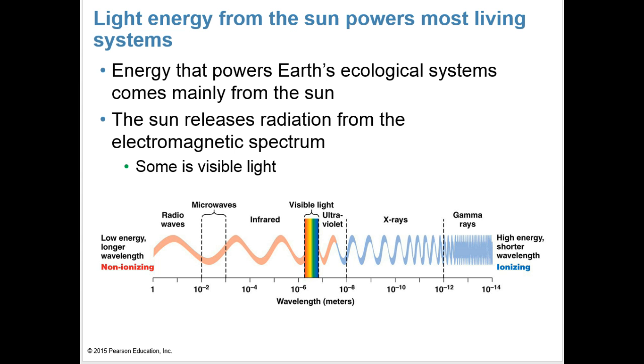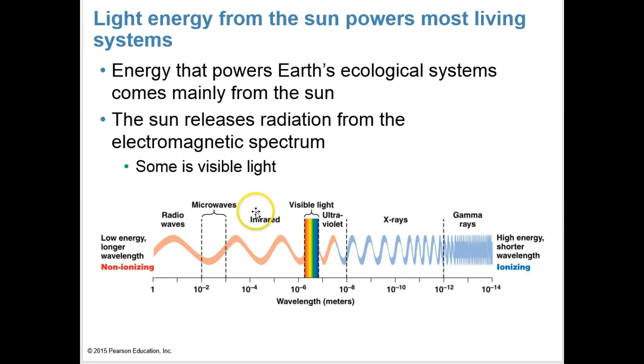Our ultimate source of energy on Earth is sunlight. It powers most living systems. The sun releases radiation from the electromagnetic spectrum. We have a chart here, and only a small portion of the electromagnetic spectrum can actually be seen by humans. And that's right here. That's called visible light. There's some organisms, such as bees, who can see up here into the ultraviolet spectrum, and even some that see a little bit lower into the infrared spectrum.